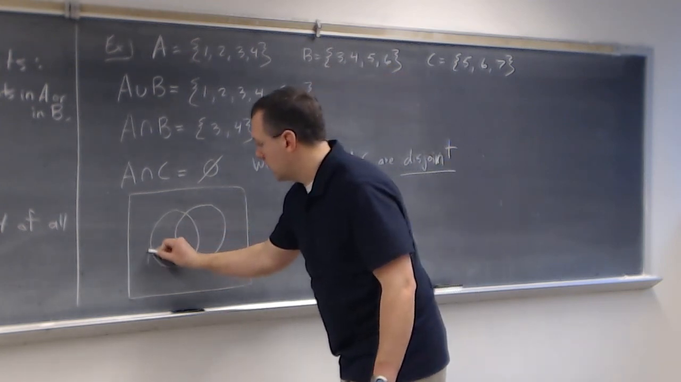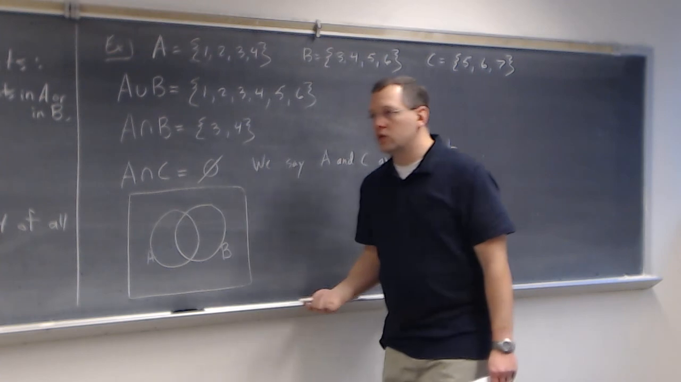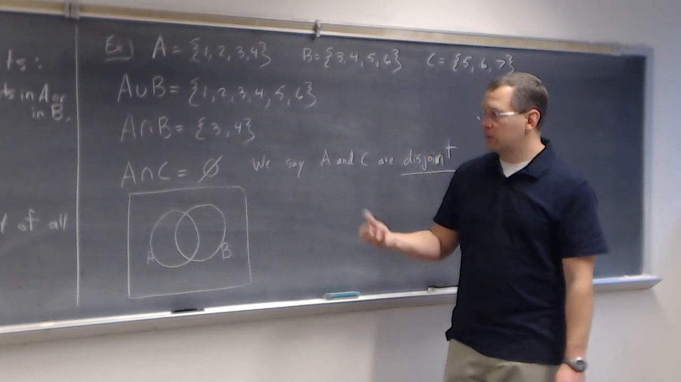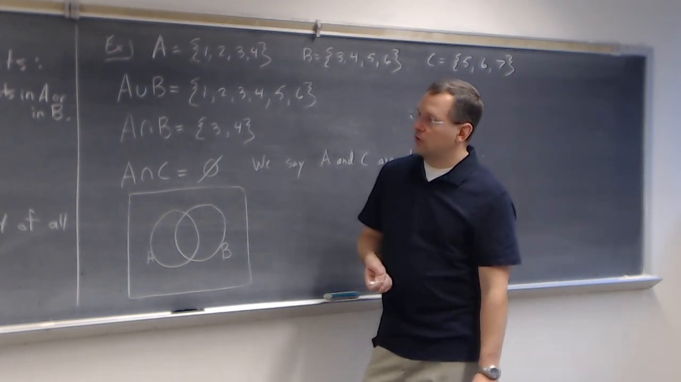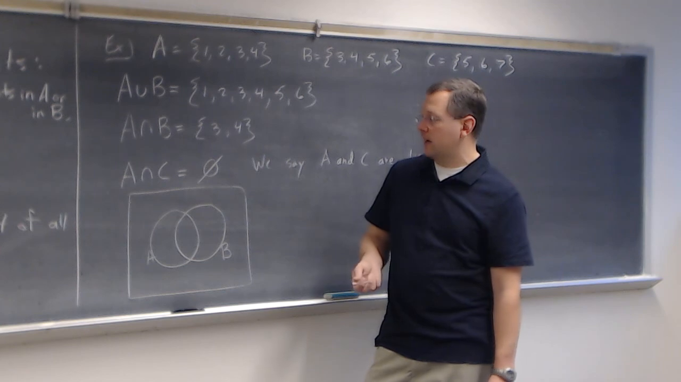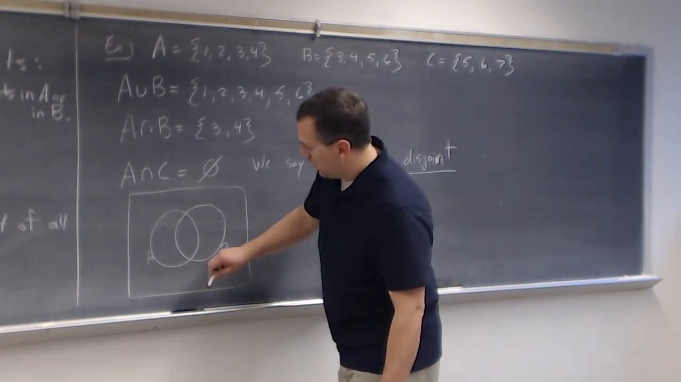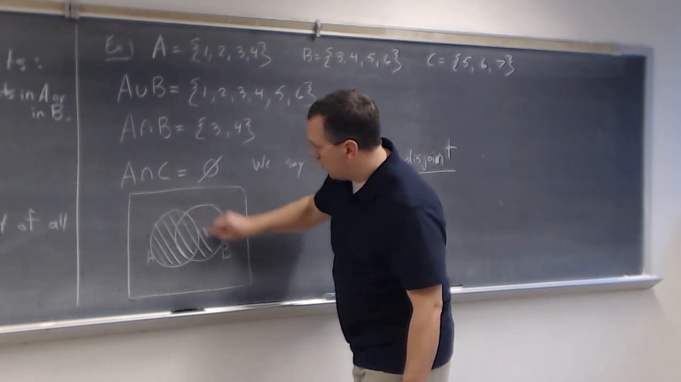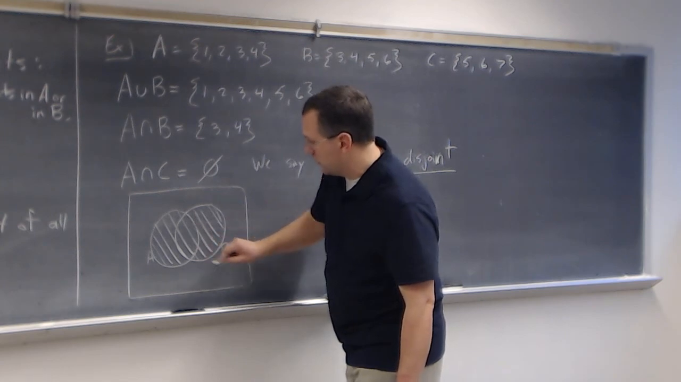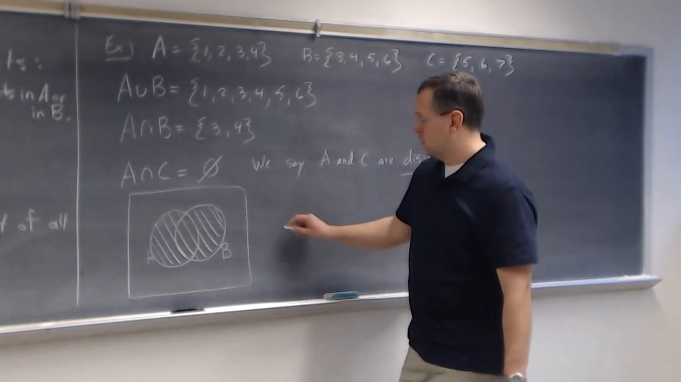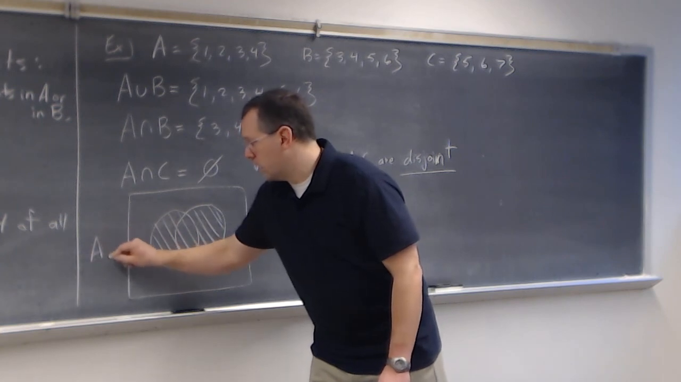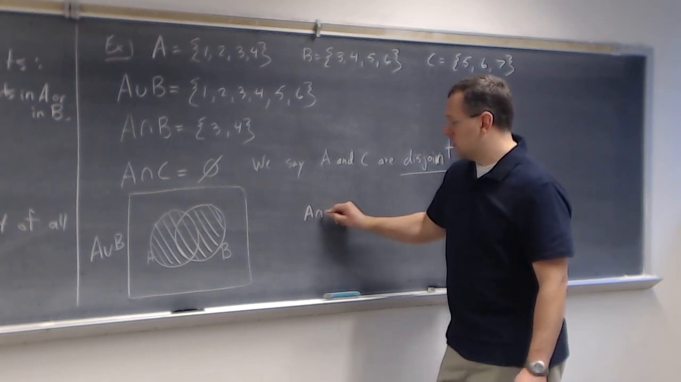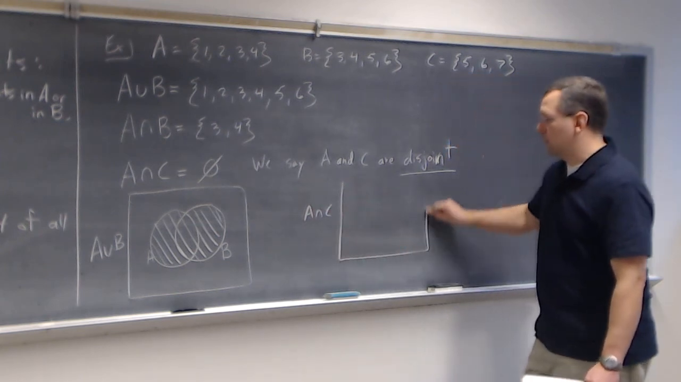So here's set A. In Venn diagrams you use circles to represent sets, and it just helps us visualize these relationships. So A union B, I'm going to shade in A union B. Everything that's inside A or inside B, this whole region, that's A union B. So this is a Venn diagram for A union B. Okay? So let's draw a Venn diagram for A intersect B.